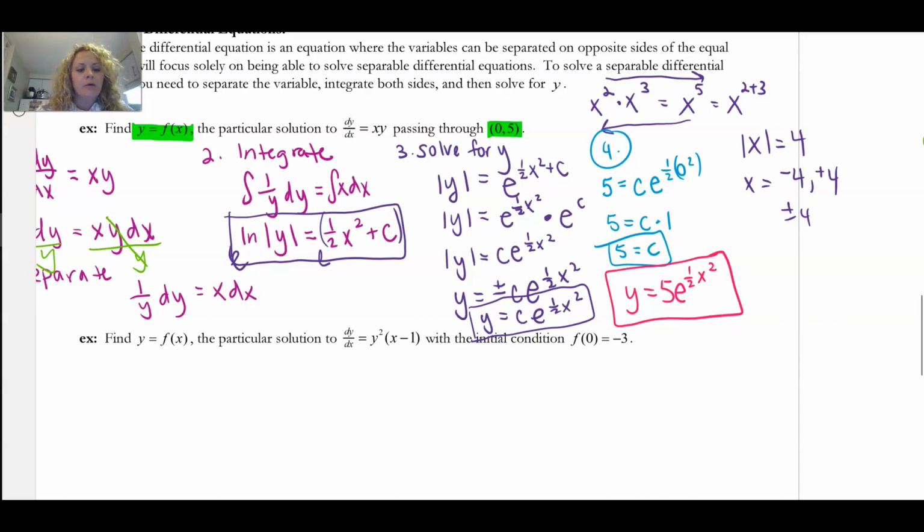So going back, let's make sure we did everything we needed to do. We found a function y in terms of x. Y is isolated, and it is the particular or specific solution that passes through the point 0,5.